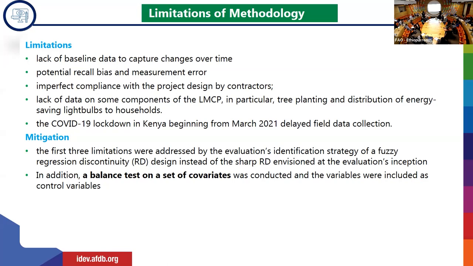You see, the fuzzy regression discontinuity design allows for a small jump in the probability of assignment to treatment at the threshold. So it means that the 600 meter threshold does not completely determine assignment to treatment, but it increases the probability of assignment.